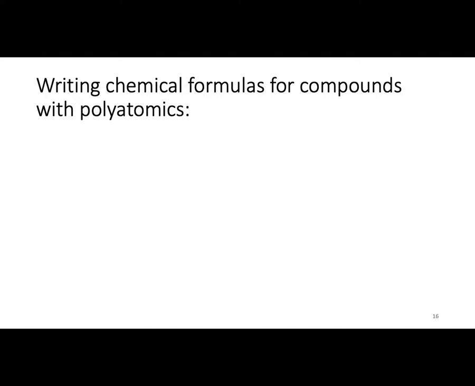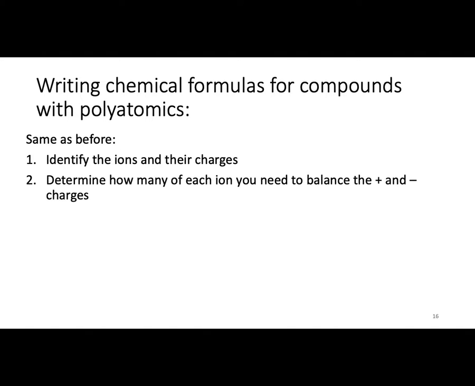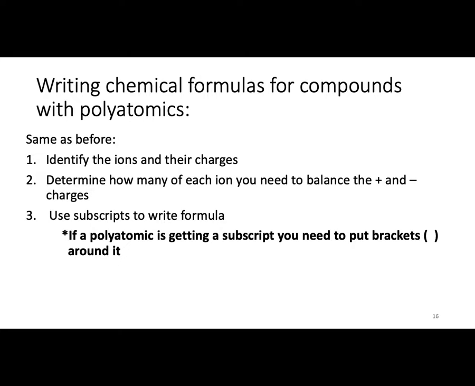Formulas, it's just the same as before. Identify the ions and their charges. Determine how many of each ion you need to balance the positive and negative charges. And use the subscript to write the formula. But this is the tricky part. If a polyatomic ion is getting a subscript, you have to put brackets around it. Just like in math, you need to use brackets to show that everything within the brackets is getting that number applied to it. So for example, if you want 2 NO3 minus ions, you write it like this, with a bracket and then the subscript. Not like this. That's 32 oxygens and 1 nitrogen.